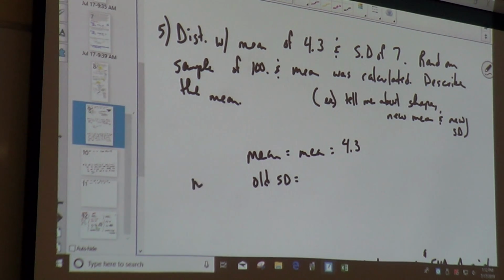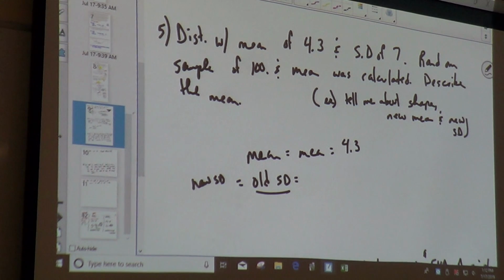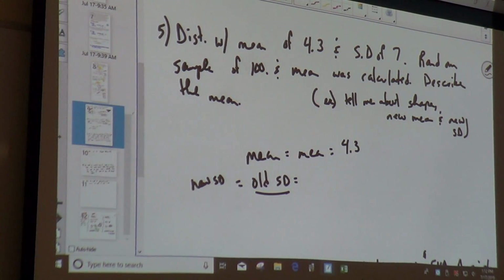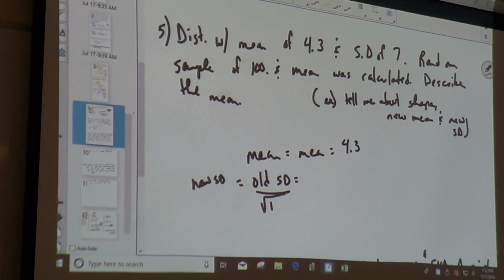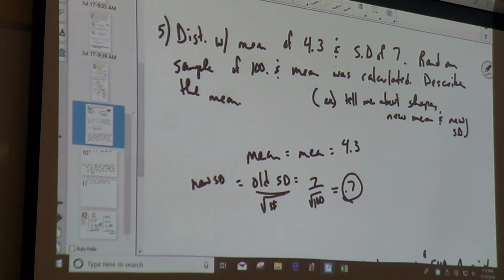The new standard deviation is going to be the old standard deviation divided by the square root of the sample size. So it's going to be 7 divided by the square root of 100, which is 0.7.